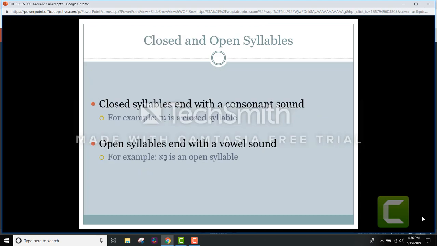And that brings us to closed and open syllables. So a closed syllable ends with a consonant sound. For example, the syllable ger is a closed syllable since it ends with the consonant sound r. Open syllables end with a vowel sound. For example, the syllable ba is an open syllable since it ends with the vowel sound a.